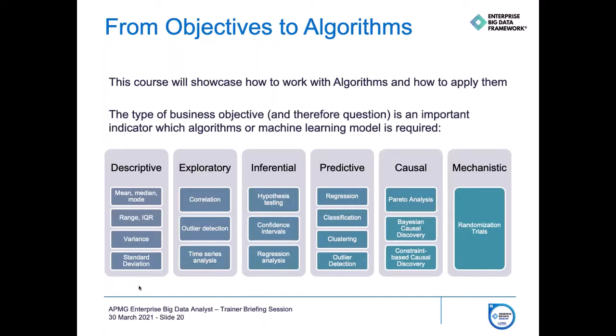So if I can give a little bit of a summary slide, what we will do in this course is showcase which particular algorithms, and we've seen some of the examples on the previous slide, are used in order to solve business problems. Every type of business objective, and therefore business question, is an indicator of which particular algorithms or machine learning models might be utilized to solve that.